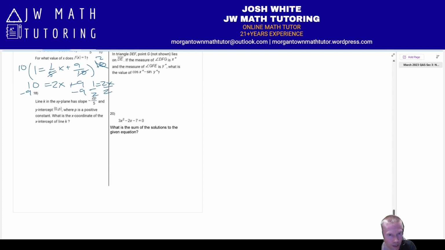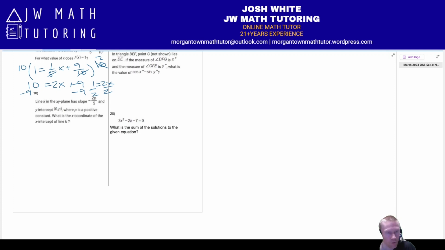All right, for 18, here you have basically a line, and they give you its slope, but its slope is a formula with a variable, and they give you its y-intercept, which again has a variable in it, and they want to know what the x-coordinate of this line is. So there are multiple ways you could do this. First, I'll show you the theoretical way, and then second, I'll show you the picking numbers strategy.